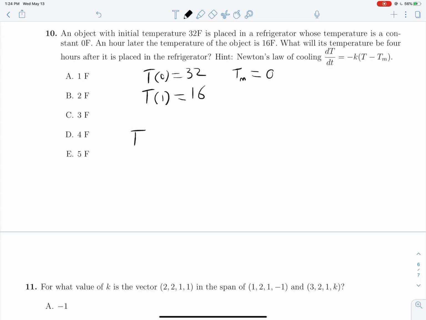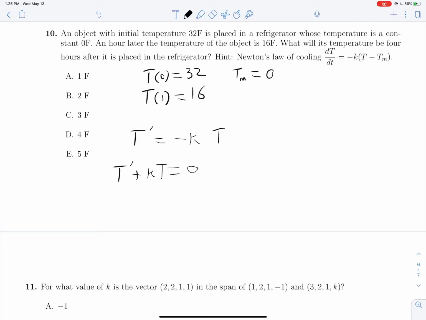So we are told that T prime is equal to negative K times the temperature of our object minus the temperature of the thing cooling our object. And since Tm is equal to 0, we can just get rid of that. Really what we're going to be doing here is a little bit of integrating factor. I forget whether there's really an easier way to go about this. But we could rewrite this as T prime plus kT is equal to 0.